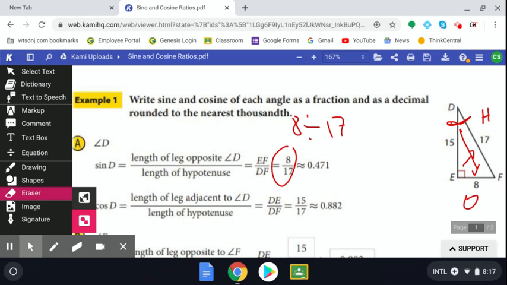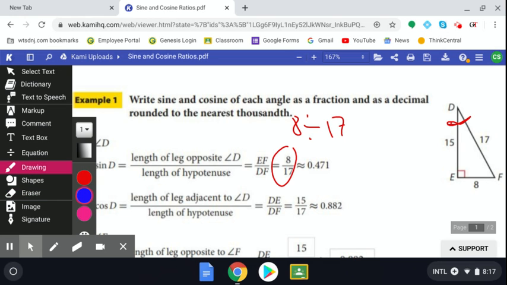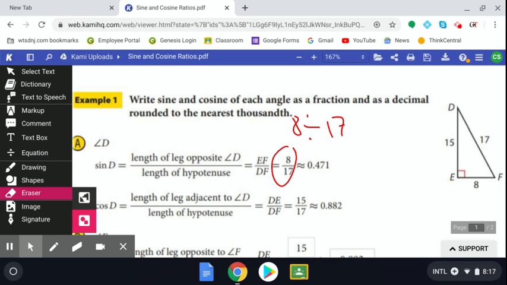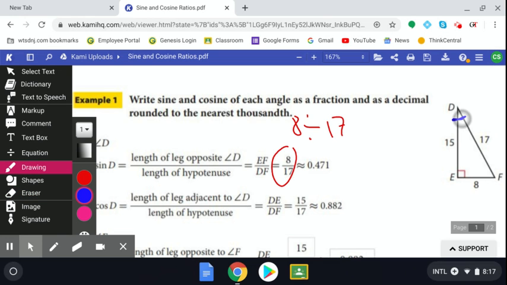So cosine, if you remember what I mentioned before, is always the ratio of the adjacent side over the hypotenuse. So if you're talking about angle D once again, which is over here, I know that 8 is the opposite. So the side adjacent to angle D would be this side over here, which is side DE over the hypotenuse, which is still the 17 unit side, or side DF. And that gives you, if you enter on the calculator, 15 divided by 17, you get 0.882. Okay?